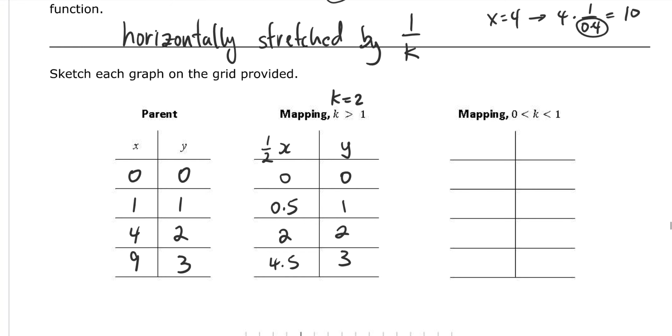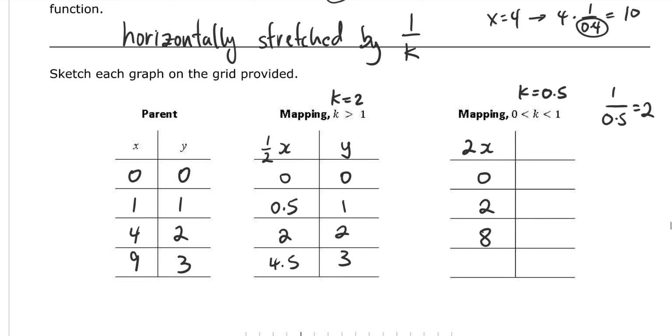In the case of, let's say, k between 0 and 1, let's pick 0.5. Well, that means my x values, I'm going to multiply them by 1 over k, so 1 over 0.5 is equal to 2. Right, so 1 divided by 0.5 equals 2. Okay, so 2 times my x values from my parent function. So my parent function 0 becomes still 0. 1 times 2 is 2.